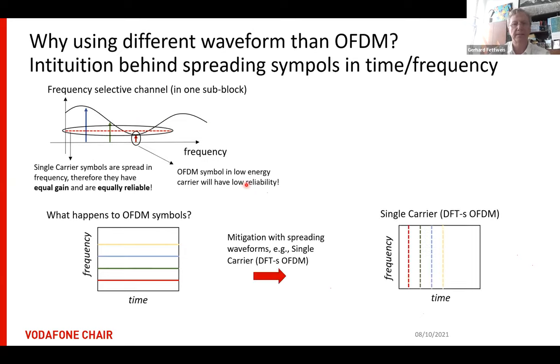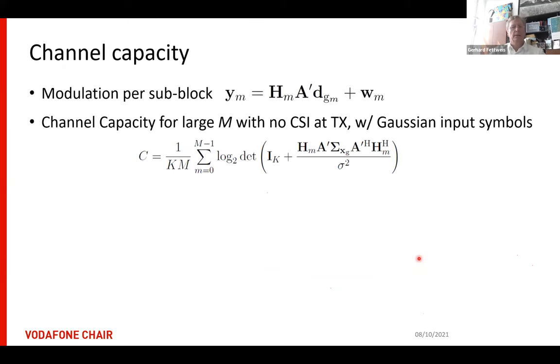Same thing holds in time. If I have a single carrier system in time and it has frequency selectivity and it changes over time, a symbol that gets a hit cannot be made up for by a symbol that is doing well. So what does that mean? And that's really important to understand.